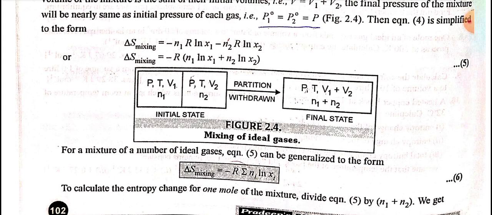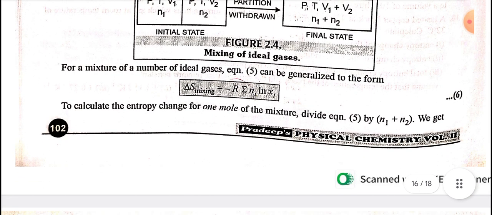PV1 = n1 RT, PV2 = n2 RT. When the partition is withdrawn, PV1 + V2 = (n1 + n2) RT. This is mixing of ideal gases. For a mixture of a number of ideal gases, equation 5 can be generalized to the form ΔS mixing = −R Σ ni ln xi.